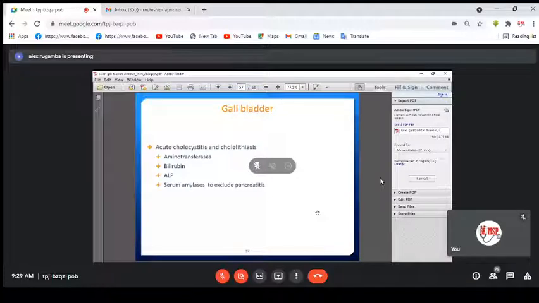For this one, you will measure aminotransferase. I taught you about the aminotransferases, like alanine aminotransferase and aspartate aminotransferase. You will also measure the bilirubin, how much bilirubin is eliminated, serum amylase, and so on.